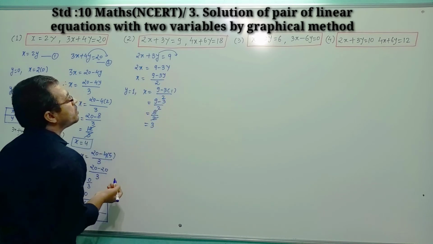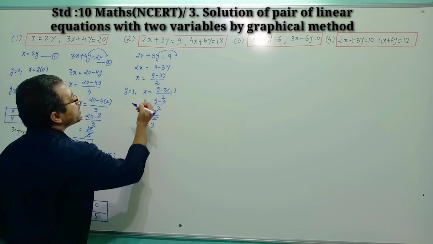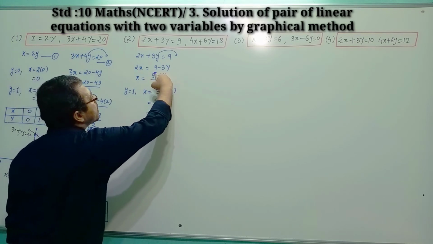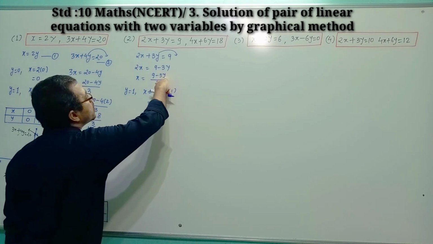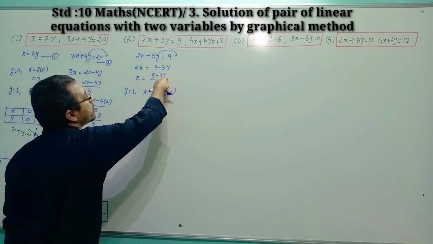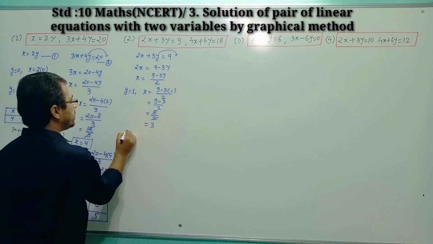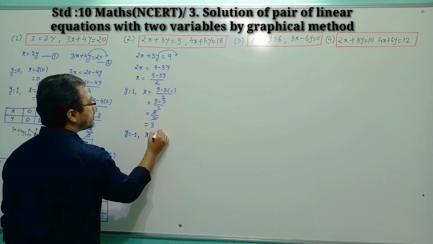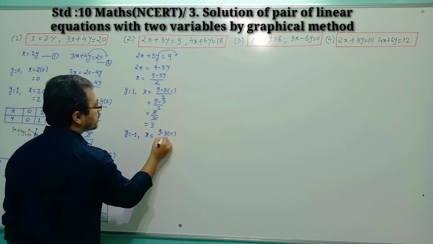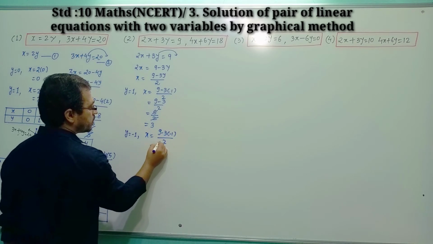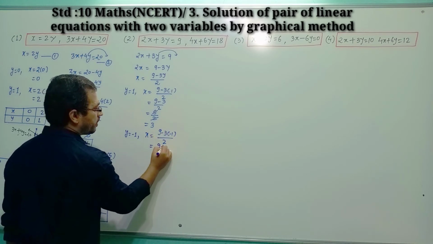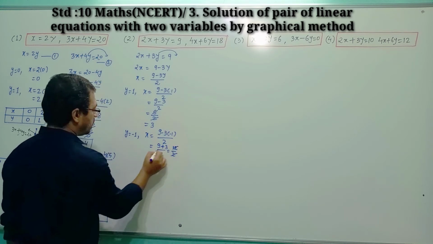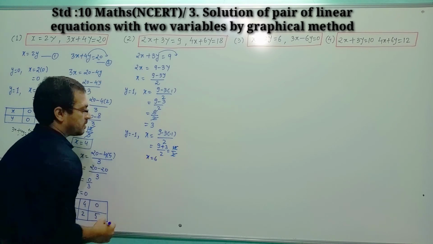So what may be the second solution? Suppose you are considering y is 2, not possible. Considering 1, not possible. Considering y is minus 1, what? Minus 1. So what happened? x will be 9 minus 3 into minus 1 by 2. Okay students, so 9 minus 3 into minus 1, there will be plus 3 by 2, you are getting 12 by 2. So the value of x is 6.